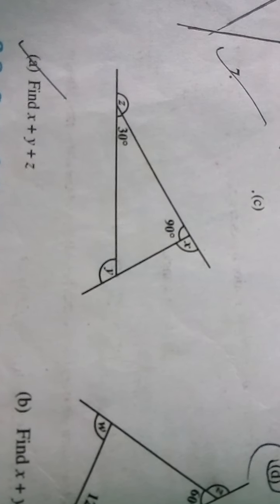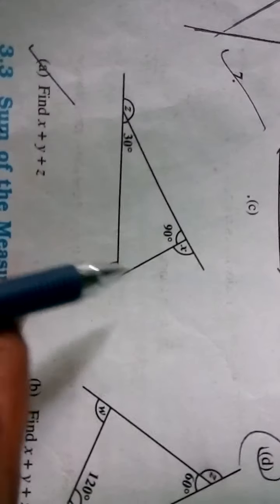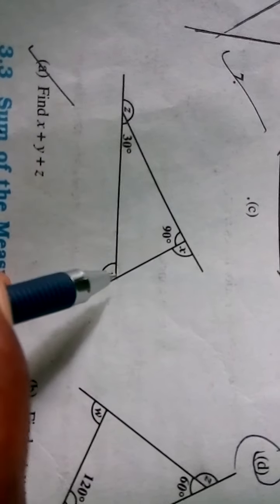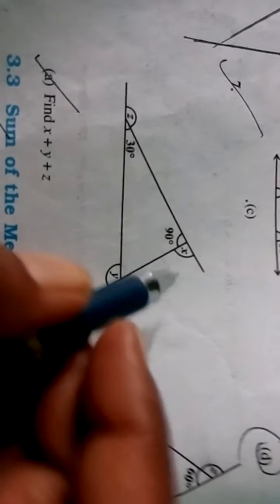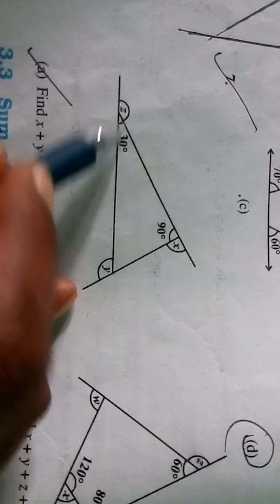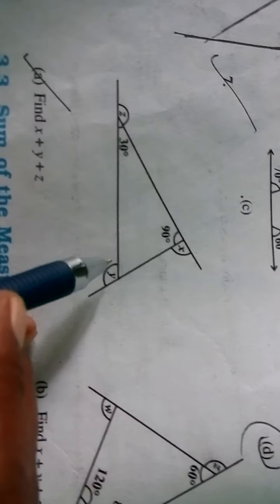Hello bachcho, let's do question number 7 of exercise 3.1. In this question you have been asked to find the sum of all these exterior angles of this triangle. Firstly, you can see that all these are forming a linear pair. In previous questions I have already explained what a linear pair means.